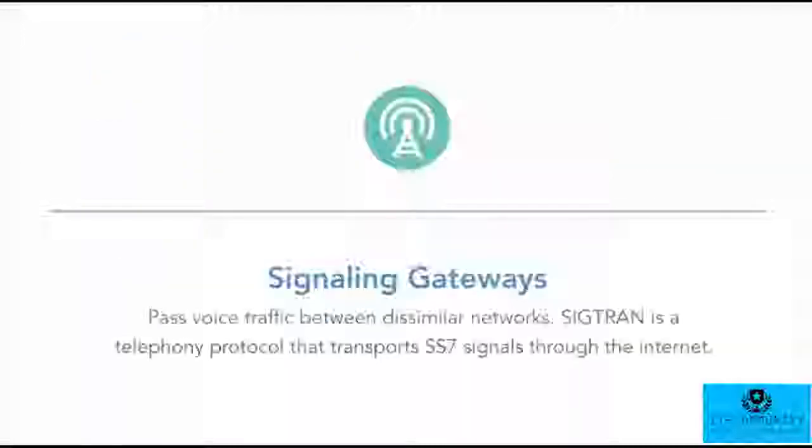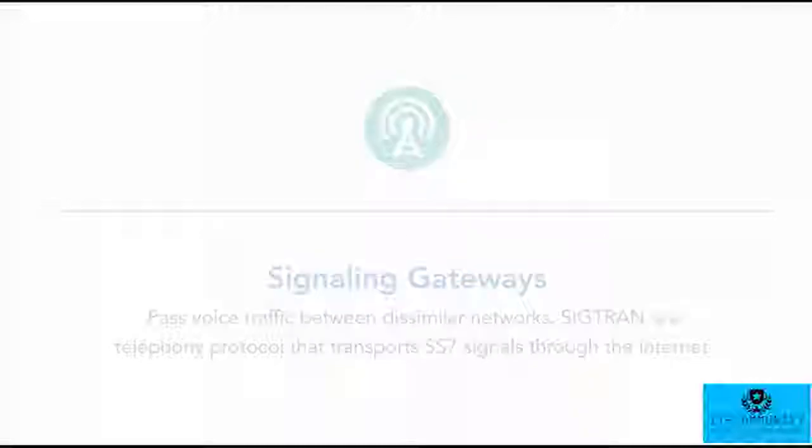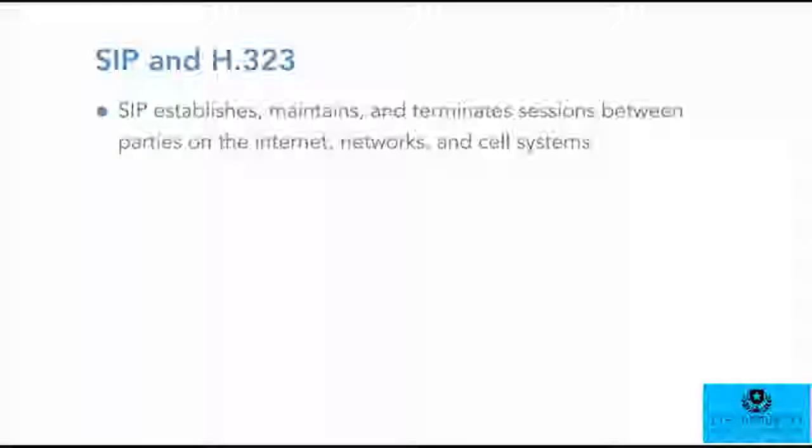Signaling gateways pass voice traffic between dissimilar networks. SIGTRAN, or Signaling Transport, is a telephony protocol that transports SS7 signals through the Internet. Session Initiation Protocol is an application layer protocol for signaling and control that establishes, maintains, and terminates sessions between parties over the Internet, private networks, and cell systems.